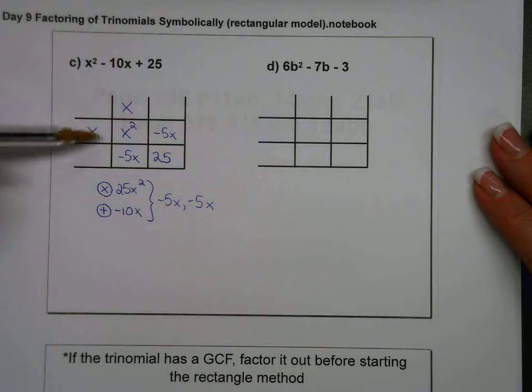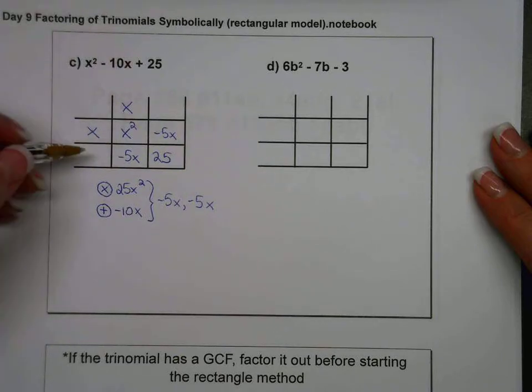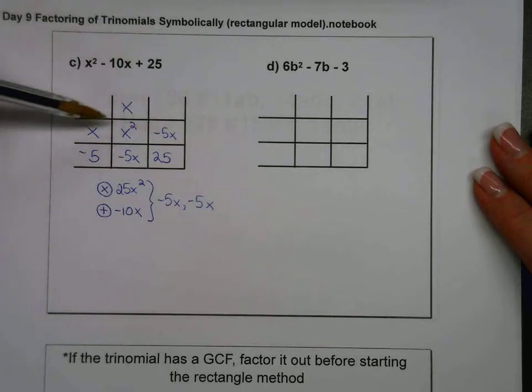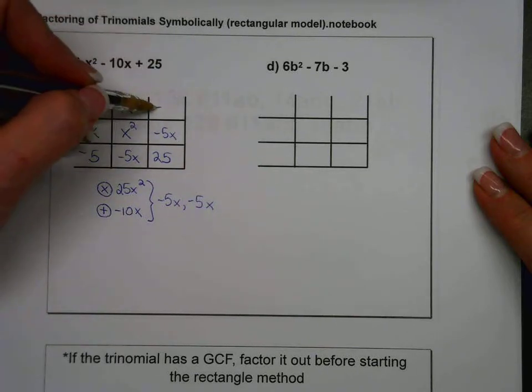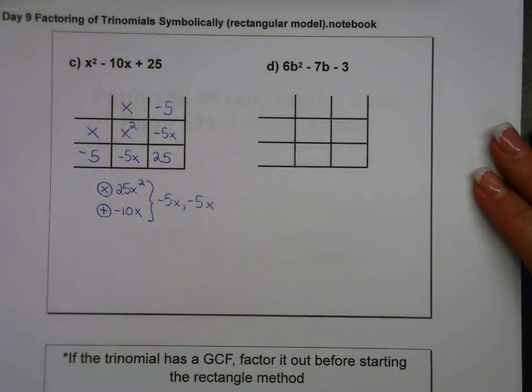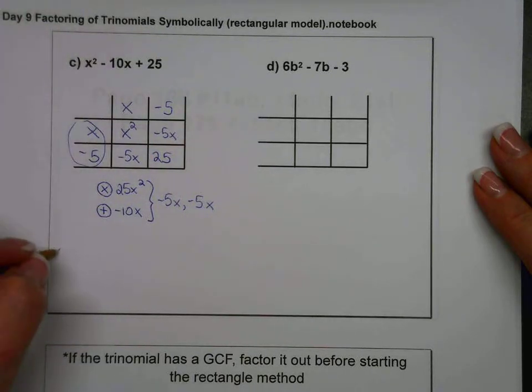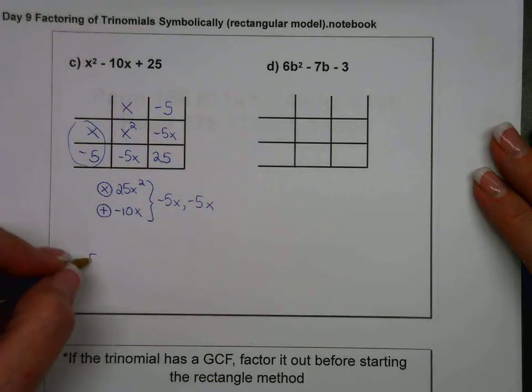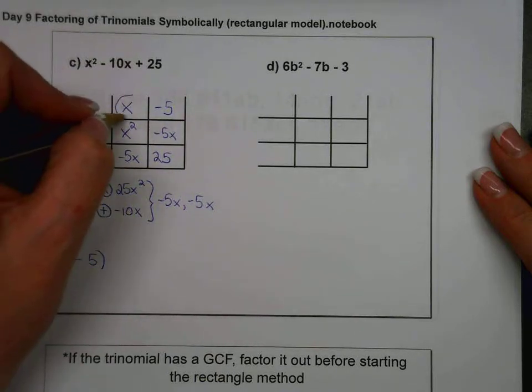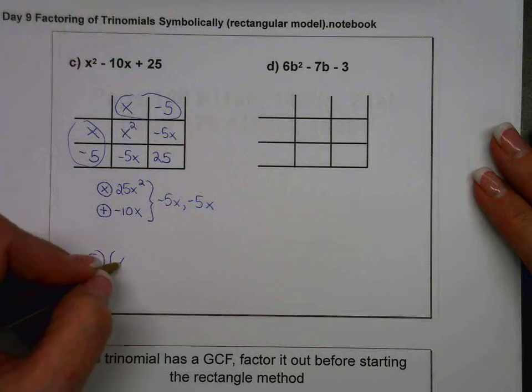These two have to multiply to give me the negative 5x. I put a negative 5 here. These two have to multiply to also give me a negative 5x, negative 5 here, and my double check, the negative 5 and the negative 5 multiplied together give me the 25. This time, my factor has a subtraction sign in the middle in both situations.